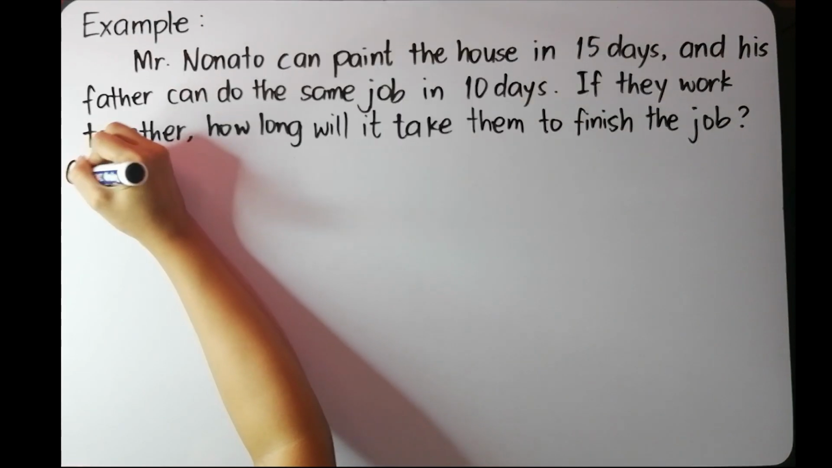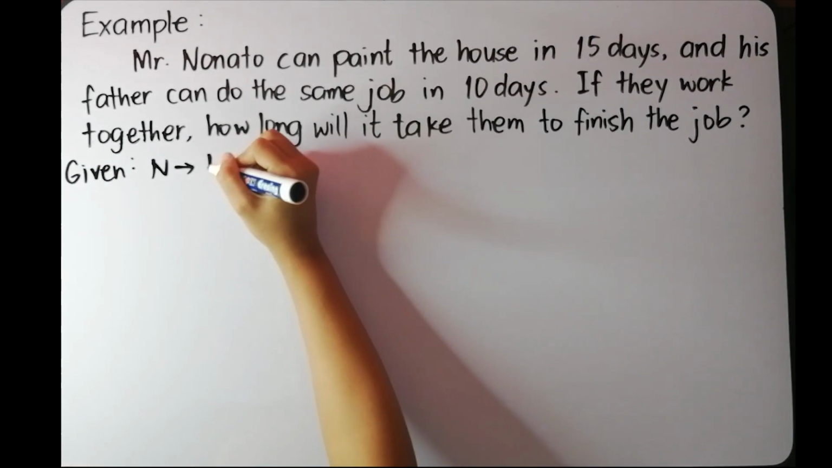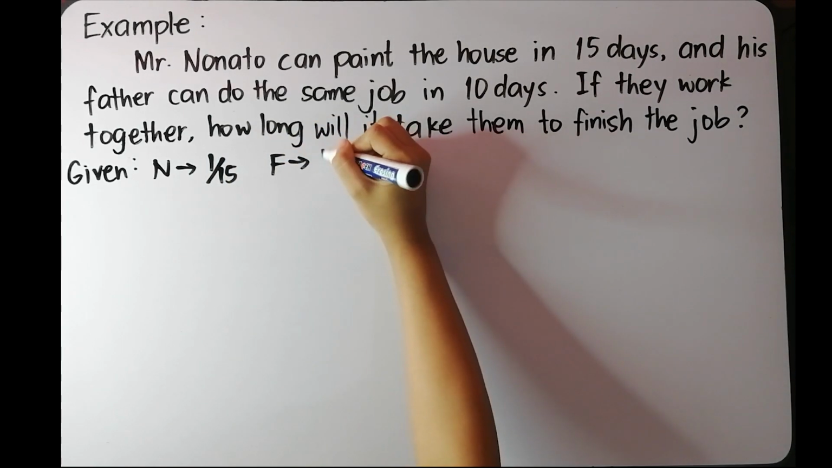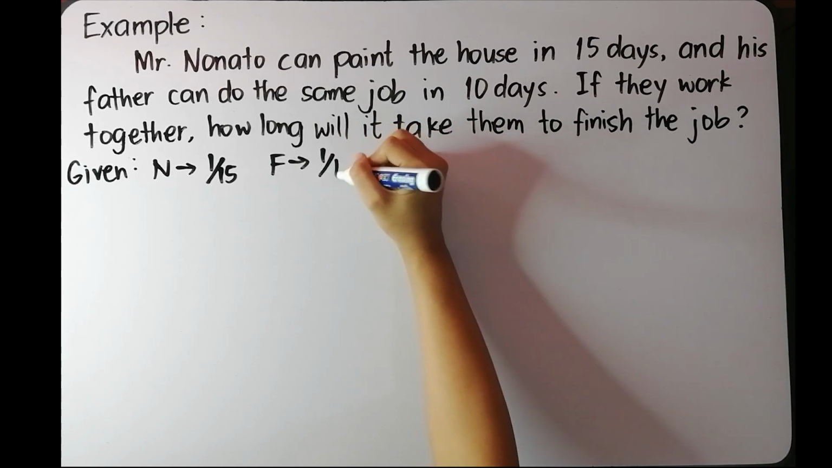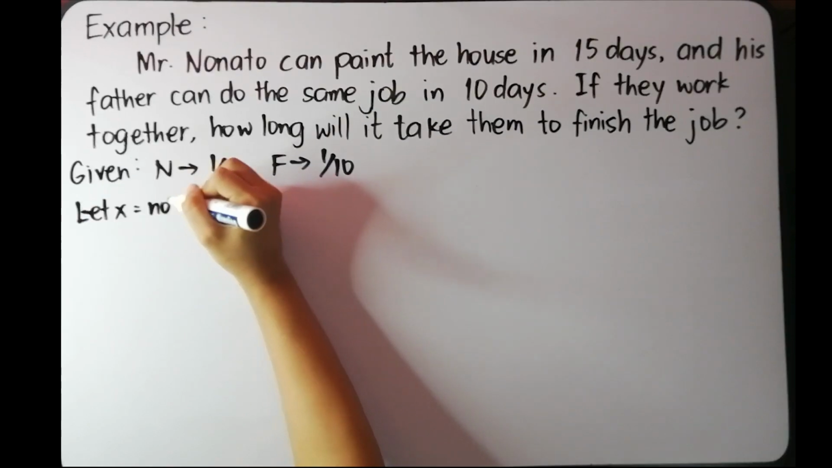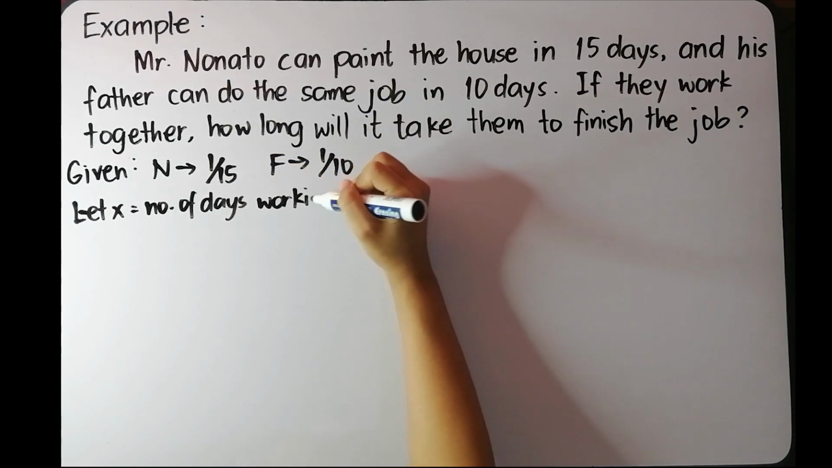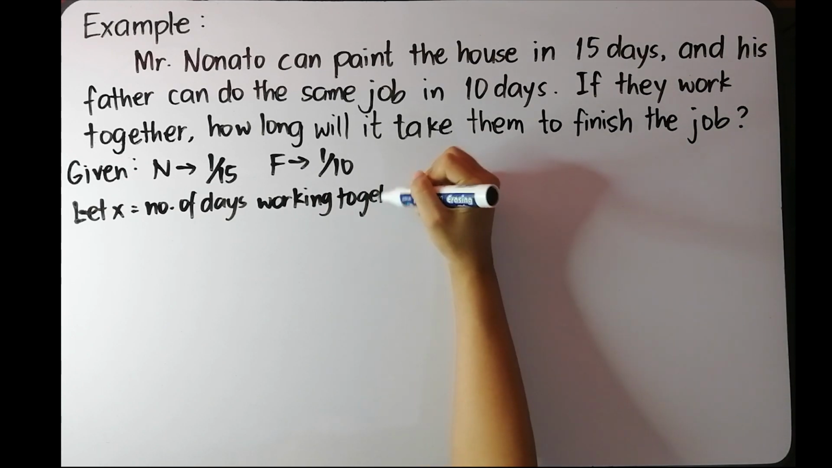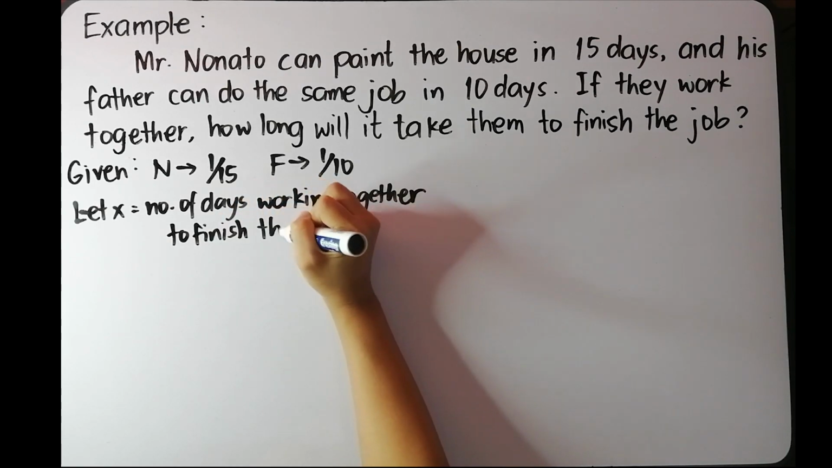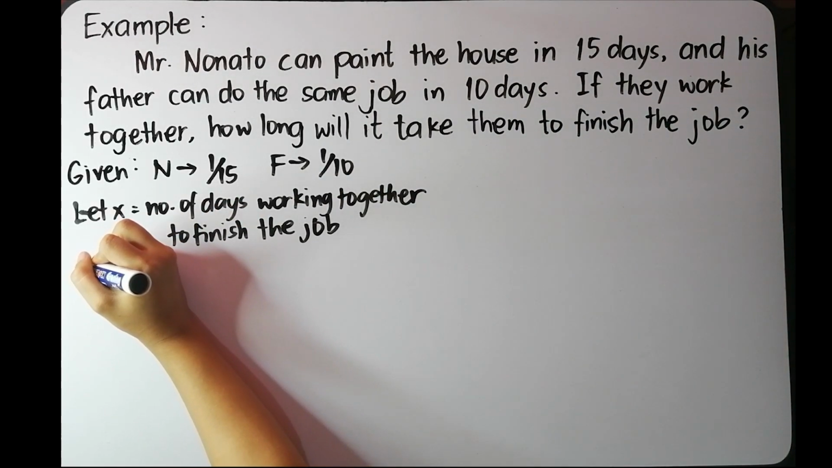So let's have the given first. For Mr. Nonato, he can finish one job in 15 days. For his father, he can finish the job in 10 days. So let x be equal to the number of days working together to finish the job, which is painting the house. So let's have the equation.